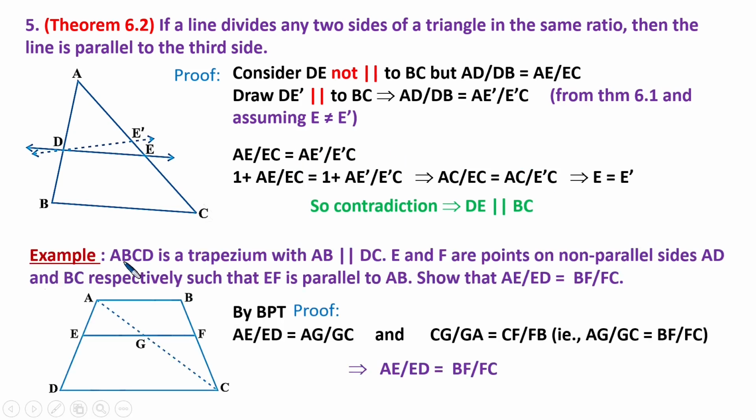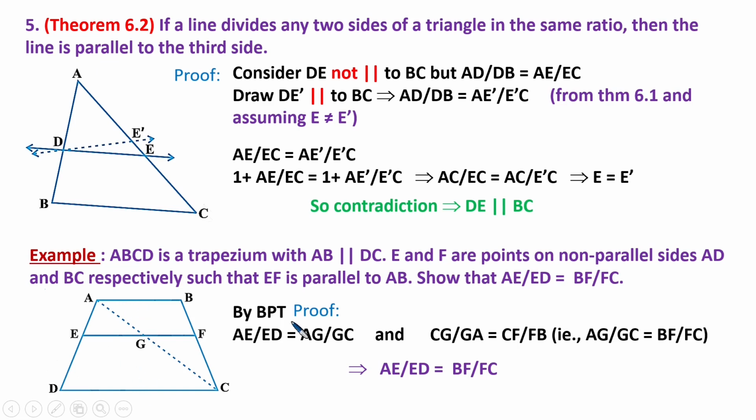Okay, now we will discuss one example. ABCD is a trapezium, and AB is parallel to DC, and points E and F are points on the non-parallel sides AD and BC respectively, such that EF is parallel to AB. Show that AE by ED is equal to BF by FC. This is something like BPT only, but it is a trapezium, not a triangle. If it had been a triangle, then you would say it is like BPT, we have proved it. But now is a similar thing true also for a trapezium, which by definition has two of the opposite sides parallel?